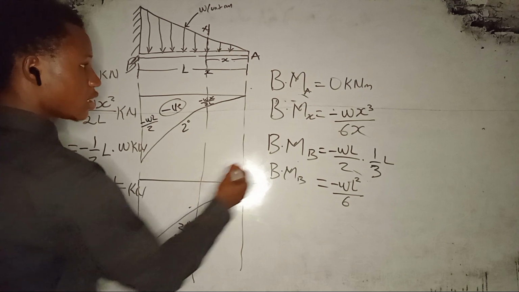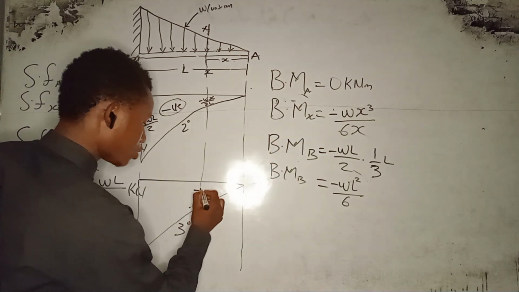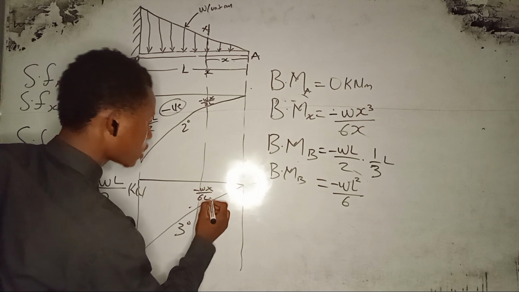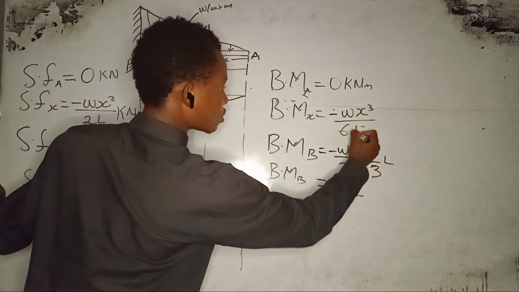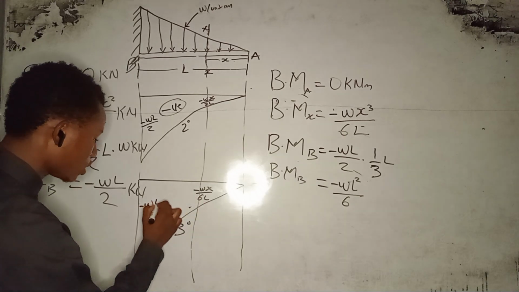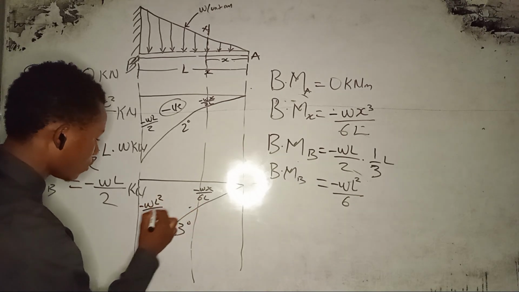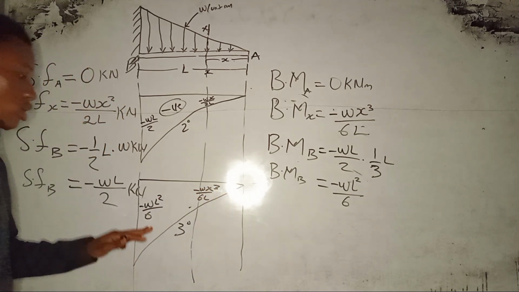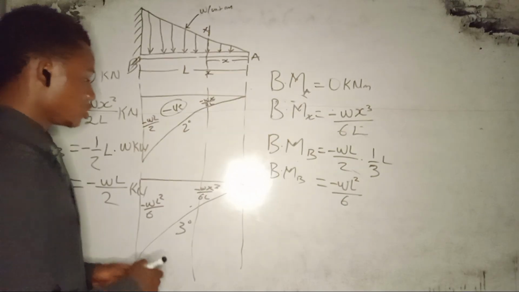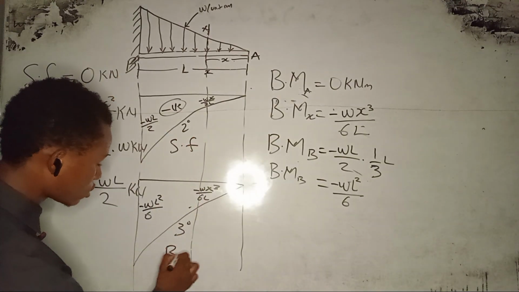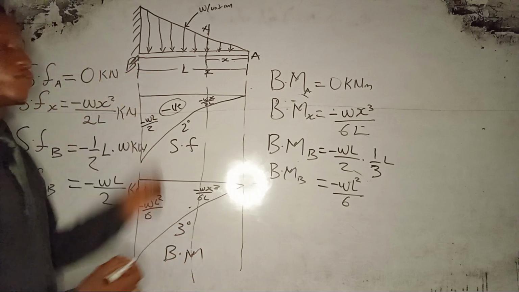Then here our bending moment at x is minus wx cubed over 6l. Then here our bending moment is minus wl squared over 6. So minus wx cubed over 6l, and minus wl squared over 6. So this is the shearing force diagram and the bending moment diagram of a triangular load.